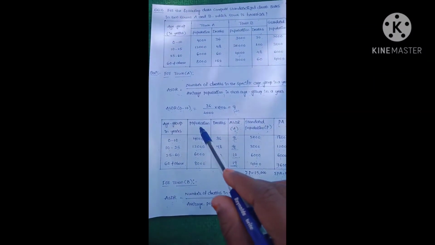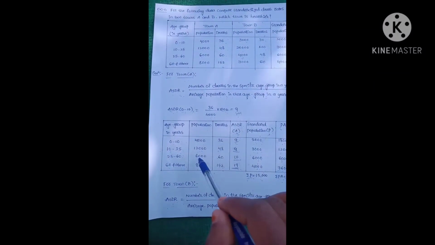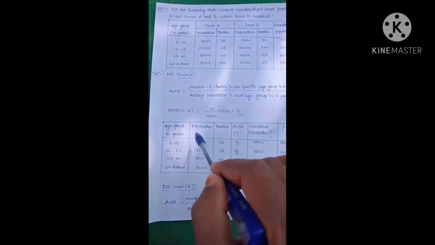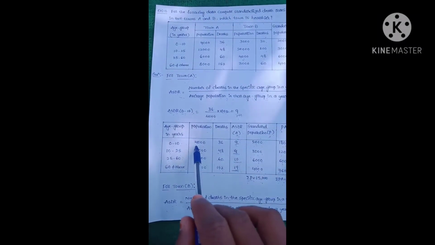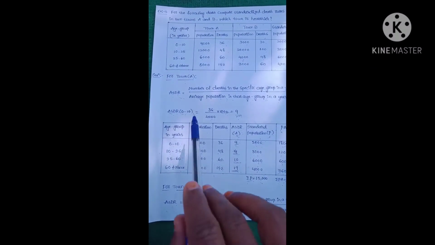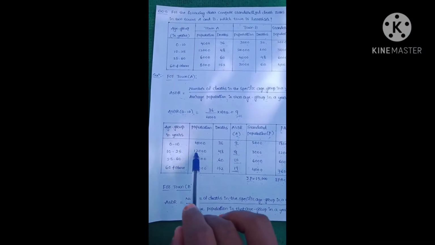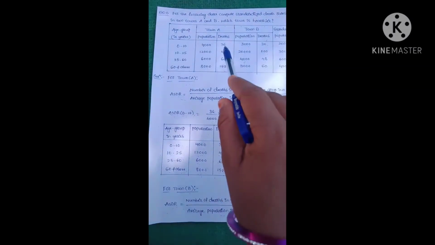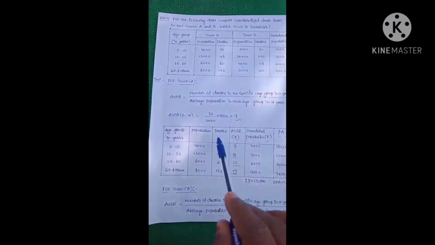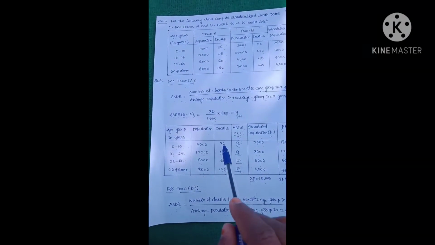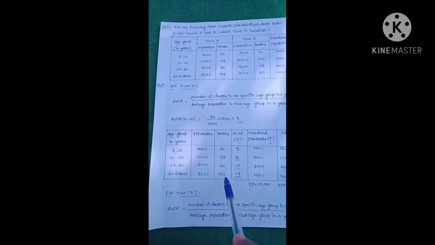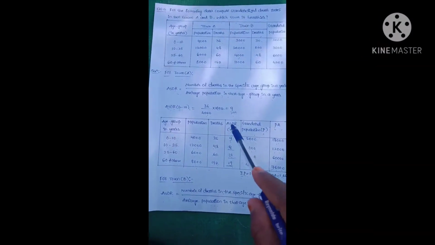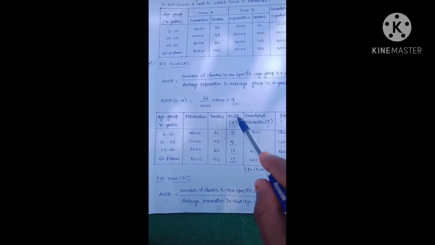Next, the second column is population. Which type of population? This is the town A population we have to write. What are the town A population? 4,000, 12,000, 6,000, 8,000. These values are given in the question. Next, deaths value. Which deaths value here? Town A. These values we have to write in the table: 36, 48, 60, 152.